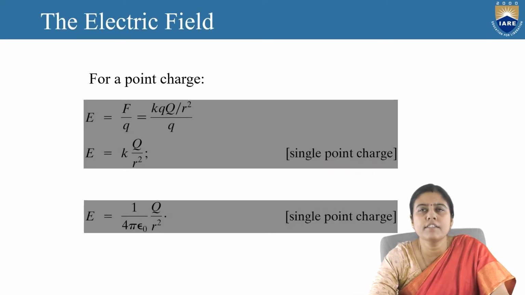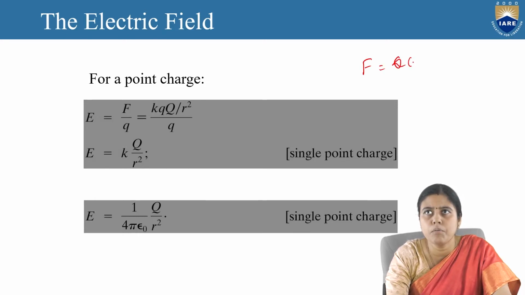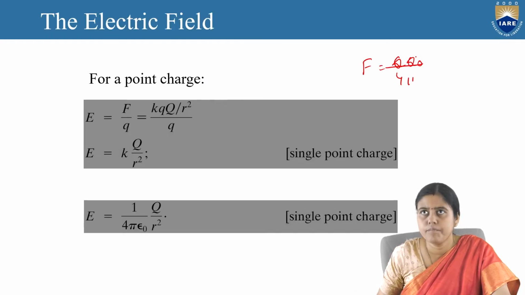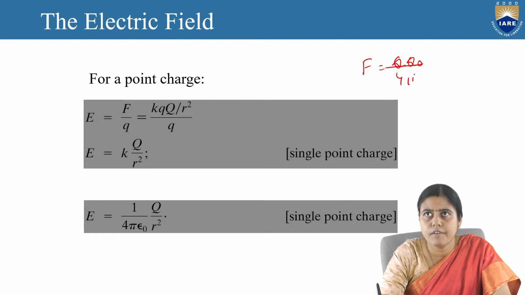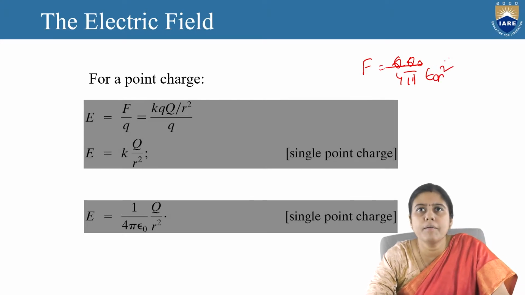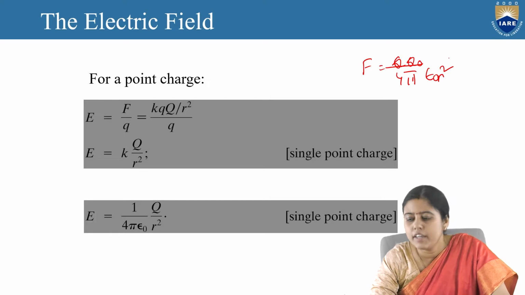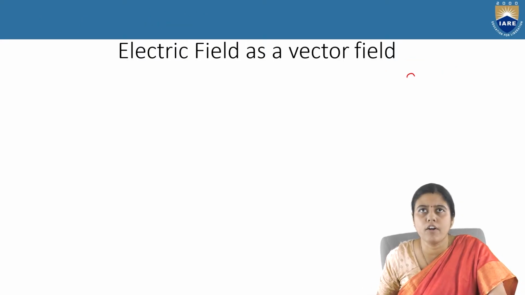Next we will discuss for a point charge. What will be the value? KQ by R square. And what is the electric field then? Already we have discussed this. Force is equal to Q Q0 divided by 4 pi epsilon 0 R square. So the value of E will be 1 by 4 pi epsilon 0 into Q by R square, as already discussed.